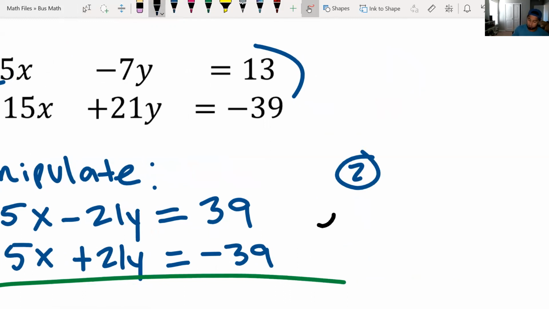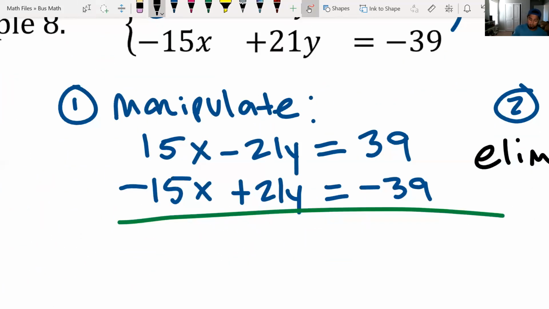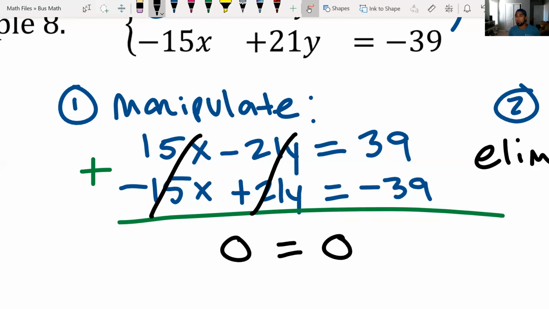Eliminate. You're going to eliminate. Okay. Which means that, of course, we are adding, and 15x plus negative 15x, gone. Negative 21y plus 21y, gone. What number represents nothing? 0. Over here, 39 plus negative 39, 0. Look at that. Is that a true statement? Does 0 equal 0? That is true.